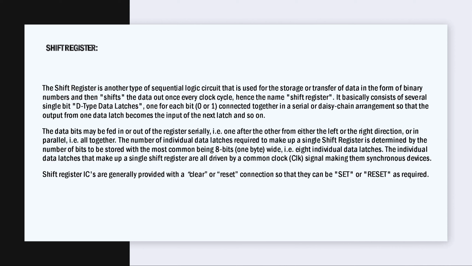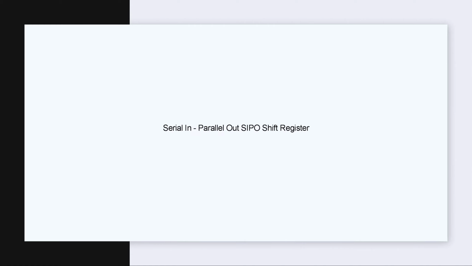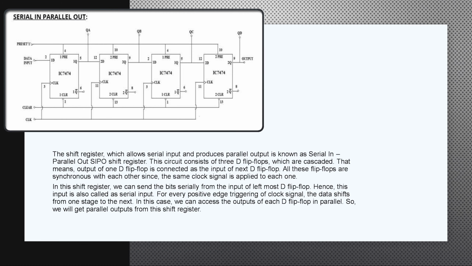It basically consists of several single bit D-type data latches, one for each bit, connected together in a serial or daisy chain arrangement, so that the output from one data latch becomes the input of the next latch and so on. Now we'll see about serial in parallel out shift register. The shift register which allows serial input and produces parallel output is known as serial in parallel out shift register. This circuit consists of 3 D flip-flops which are cascaded. That means output of one D flip-flop is connected as the input of the next D flip-flop. These flip-flops are synchronous with each other since the same clock signal is applied to each one.